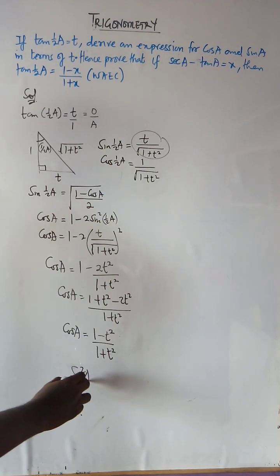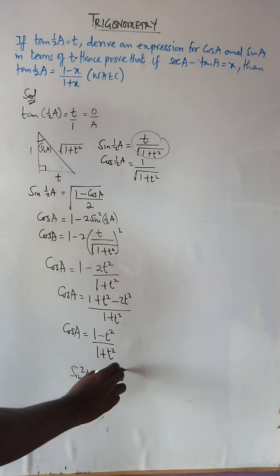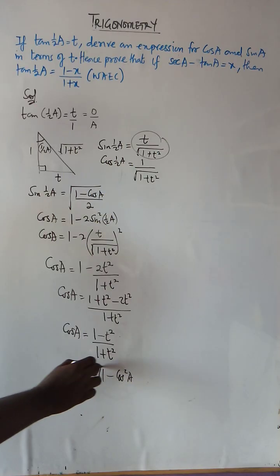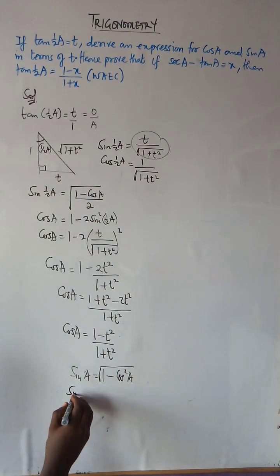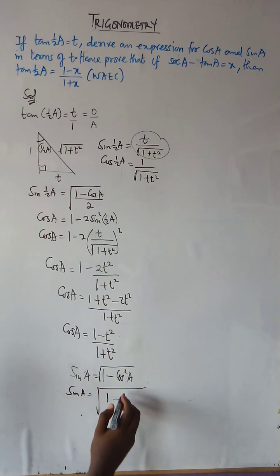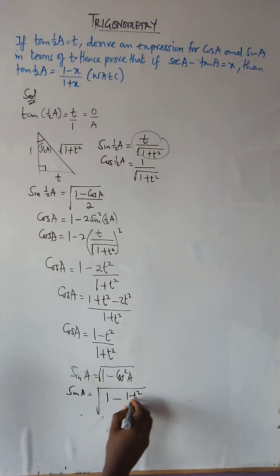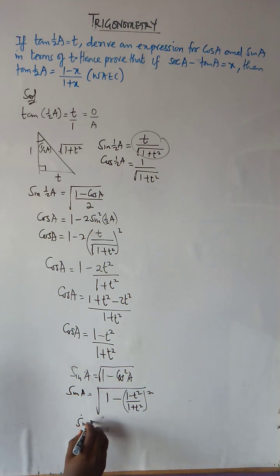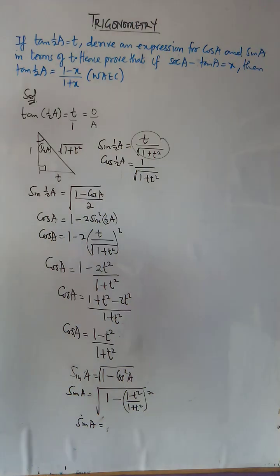We know that sin square A equals 1 minus cos square A. So to get sin A, we square root both sides. So sin A equals the square root of 1 minus cos square A. We square this one, that will be 1 minus t squared over 1 plus t squared, all squared. Then we can simplify this further so that we can get sin A in terms of t.